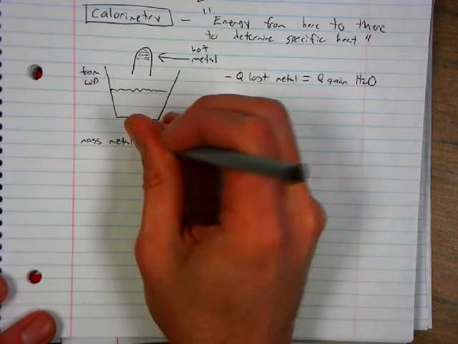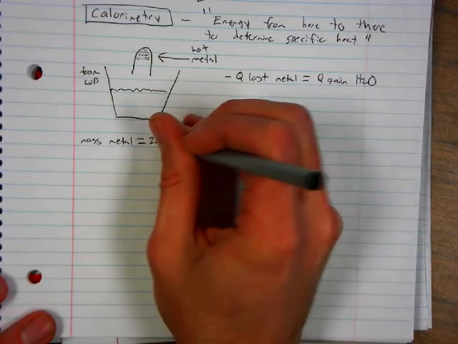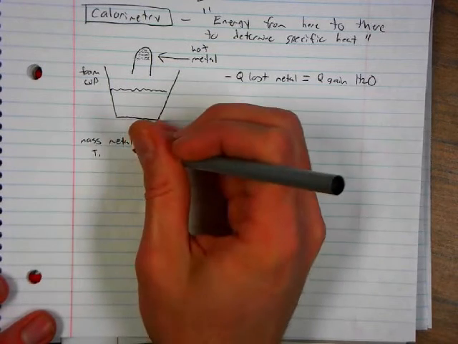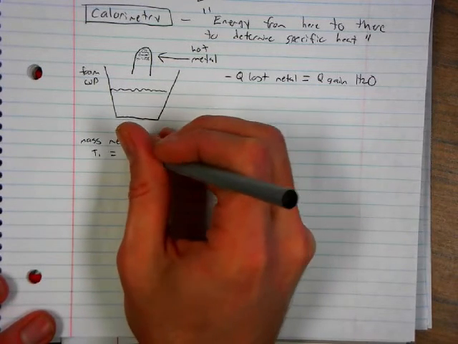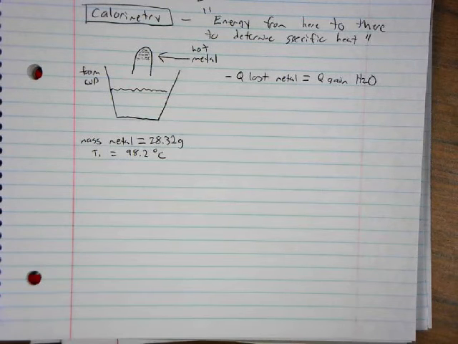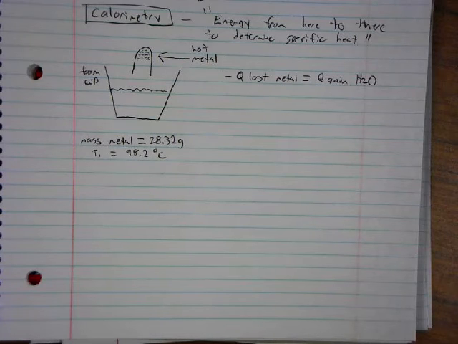So let me give you some theoretical values. We're going to talk about the mass of the metal. So let's say the mass of the metal is 28.32 grams. The initial temperature of the metal, we'll say, is 98.2 degrees Celsius. Any guesses of how I got it close to 100 degrees Celsius? Heating it in boiling water. Exactly. I heated this in boiling water.